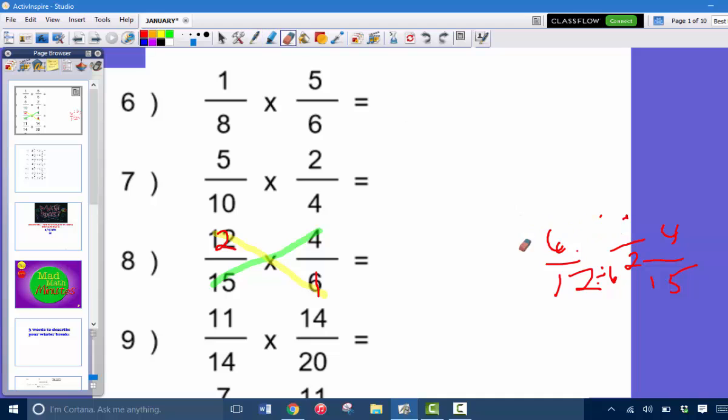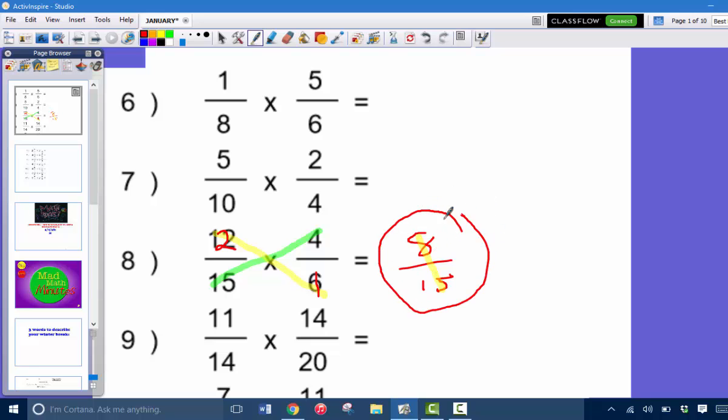Now I'm going to multiply straight across as soon as I get these out of the way. Okay? So if I multiply straight across, I have 2 times 4, which is 8. And then 15 times 1, which is 15. I'm going to take a look at my final answer one more time. Highlight the bottom numbers. I have an 8 and a 5, an even and an odd. And I know that these are not multiples of each other, so I am finished with 8/15 as that final answer.